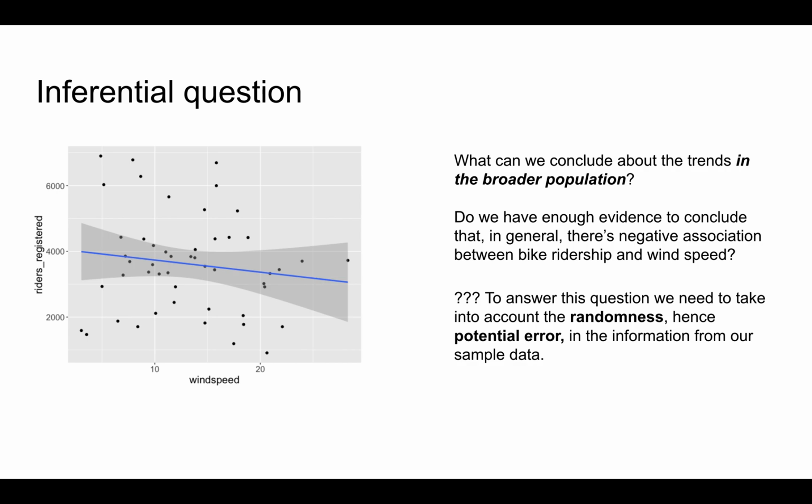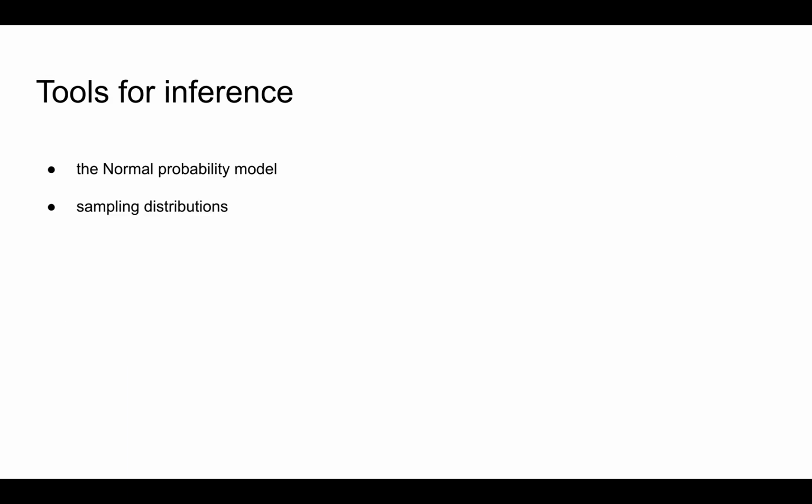We won't yet interpret these error bars. Rather, we first need to build up two necessary tools for constructing and interpreting this type of inference: the normal probability model and sampling distributions.